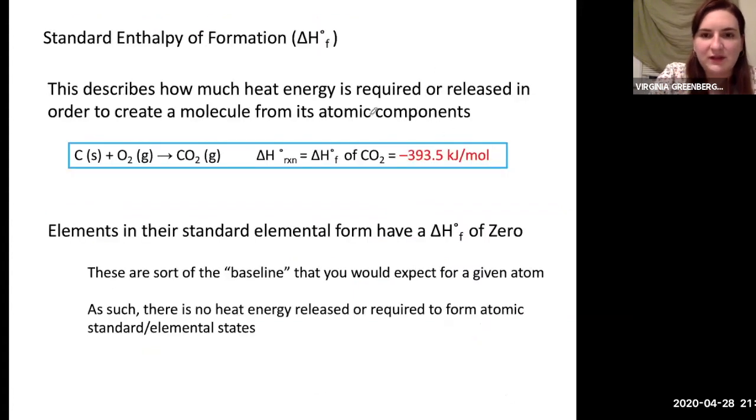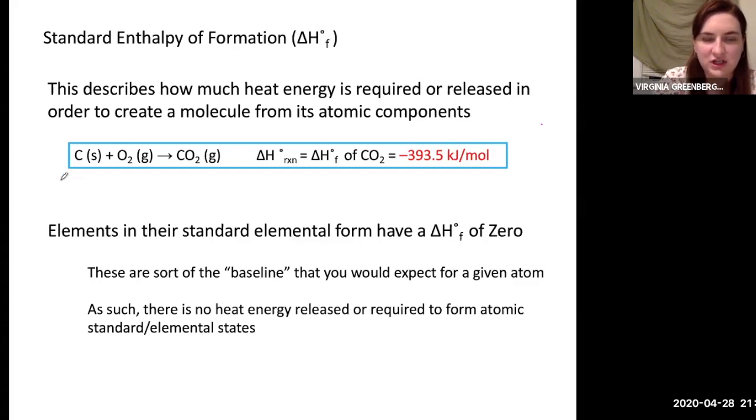And so we can keep thinking about this delta H of formation value. It more or less describes how much energy is released to create a molecule from its components. This is just that same example. But then we can consider the importance of having elements in their standard elemental form for the reactants. The reason that this is important is because we'll see that the delta H of formation for standard elemental components is 0. And that 0 is telling us that this is the baseline that we would expect to find a given atom as.